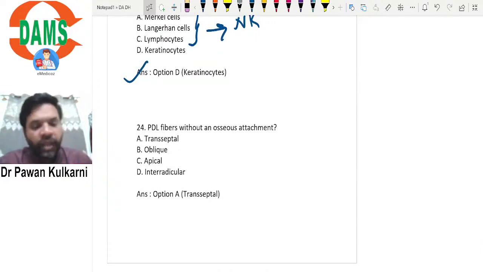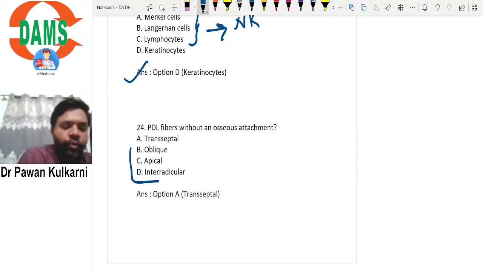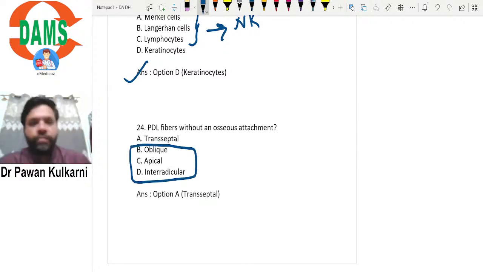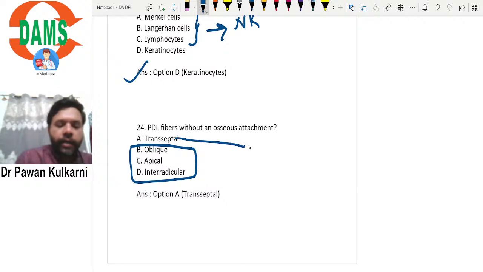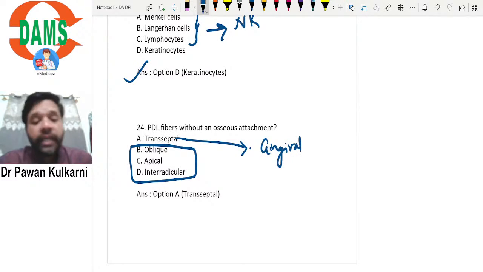Last question here. Periodontal fibers without an osseous attachment. Actually, this question is a bit controversial. The options given are transseptal, oblique, apical, interradicular. Strictly speaking, these three are the true periodontal fibers: oblique, apical, interradicular. Transseptal is basically a gingival group of fiber. It has no osseous attachment.